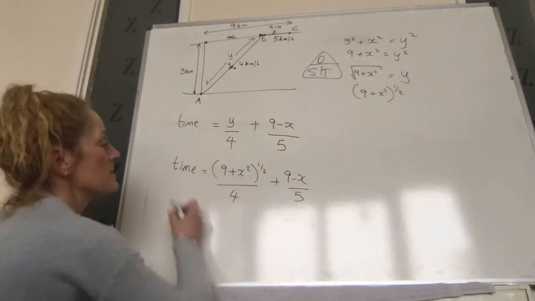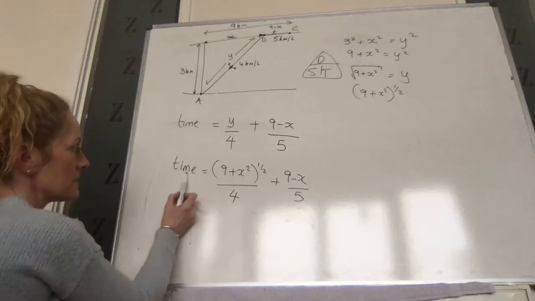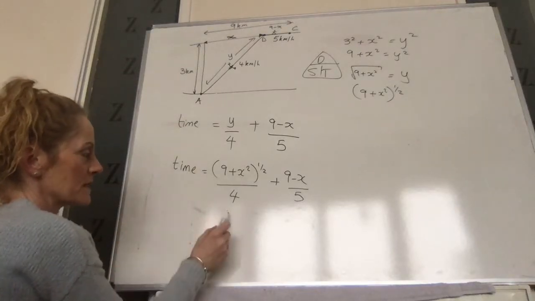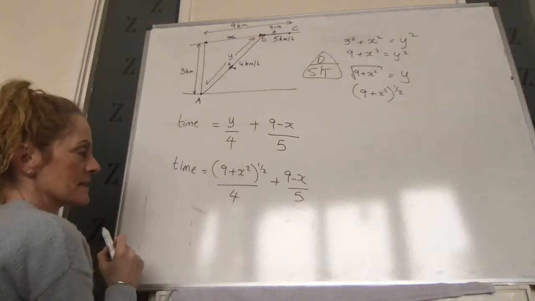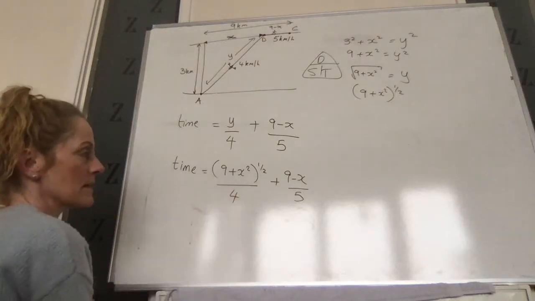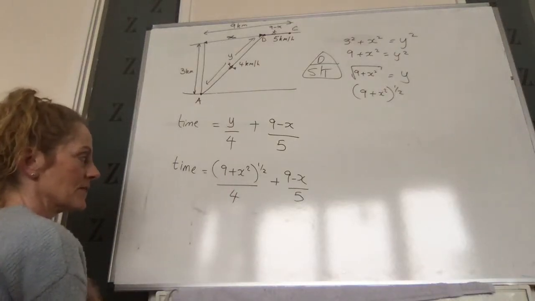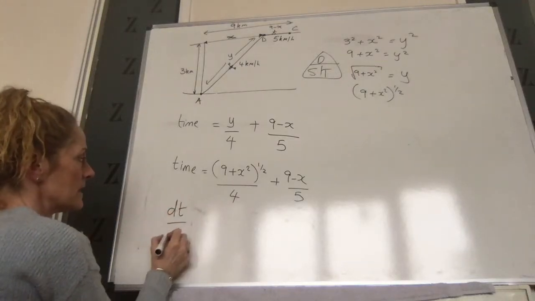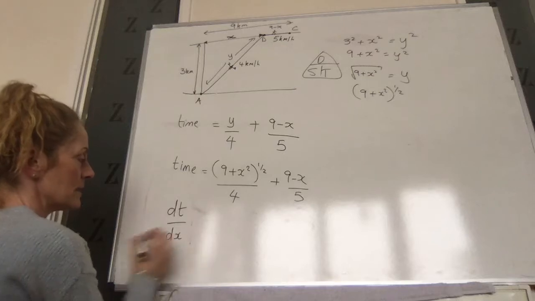If we want to minimize that, we need to differentiate it and find the slope of the tangent and put that equal to 0, and find the value of x that makes the slope of the tangent 0. Find dt by dx, I'm going to call t for time, and put it equal to 0.